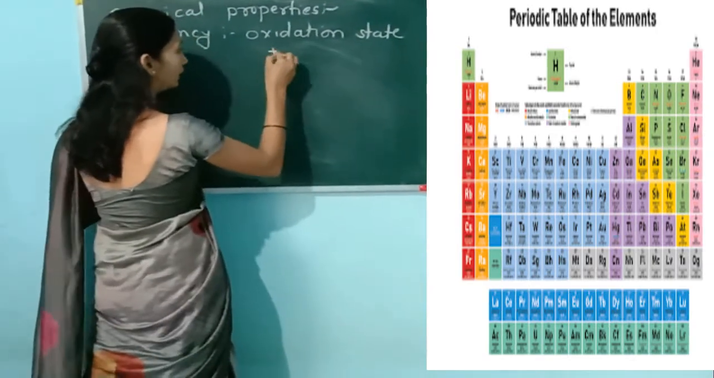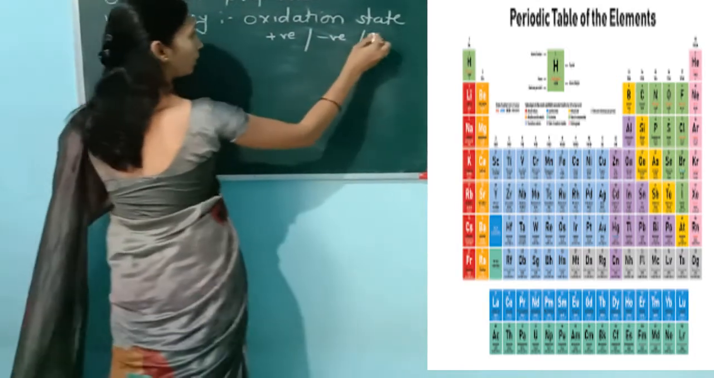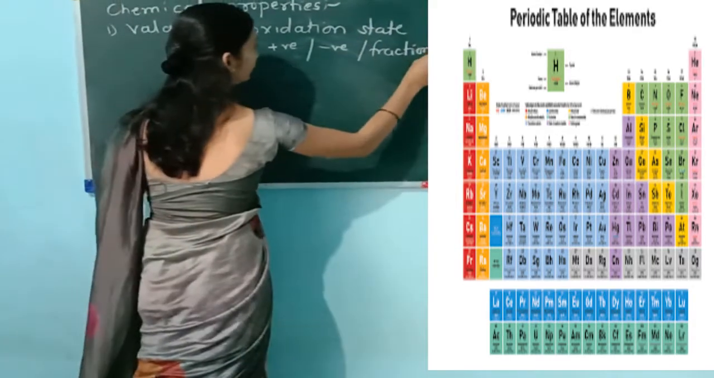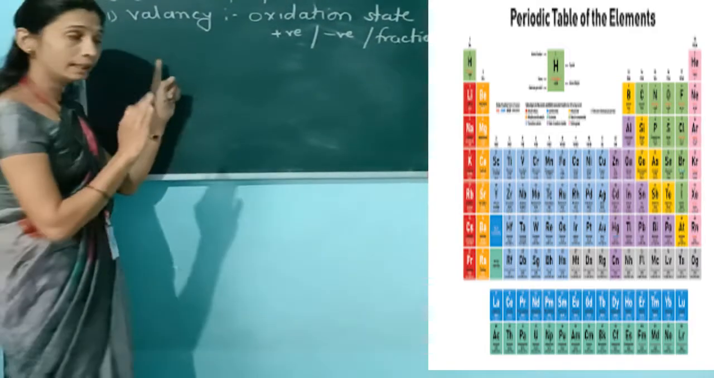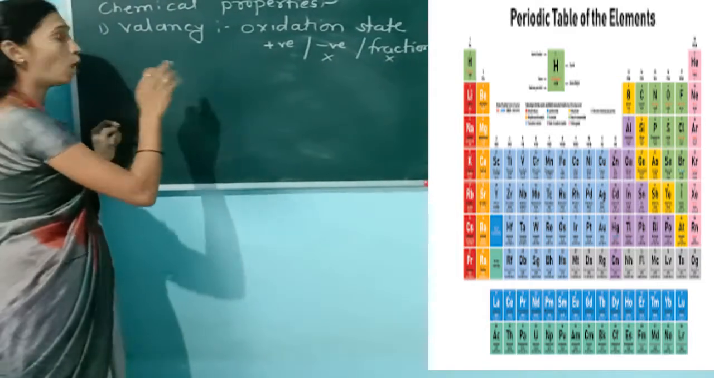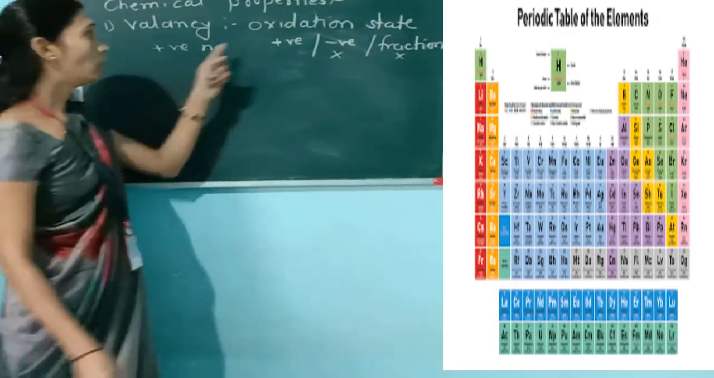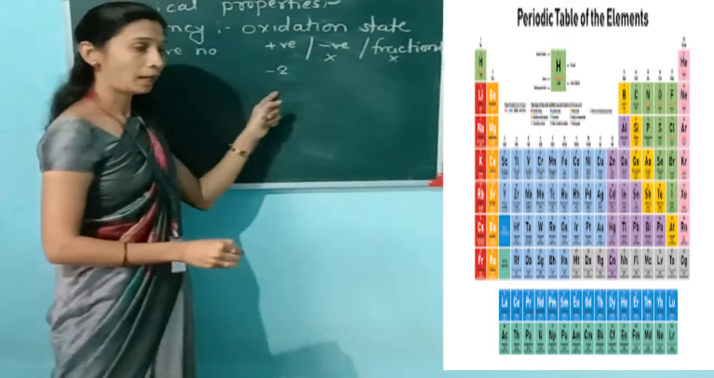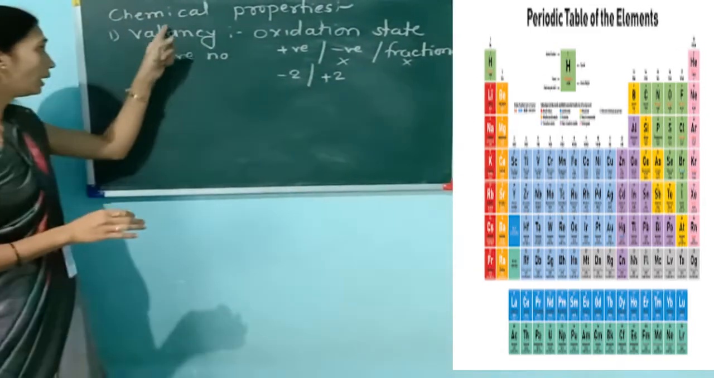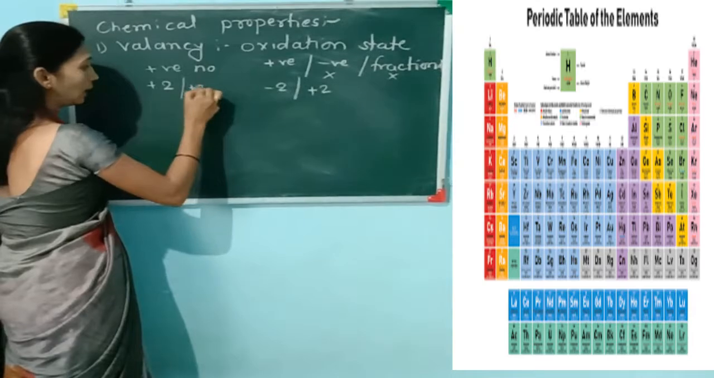Oxidation state is denoted by a positive number, a negative number, or it can also be a fractional number. But valency cannot be negative, nor a fraction. Valency is always a positive number. For example, the oxidation state is -2 or +2, or it can also be a fraction, but valency is always denoted by +2 or +3 and so on.